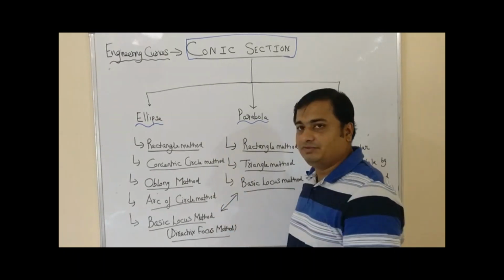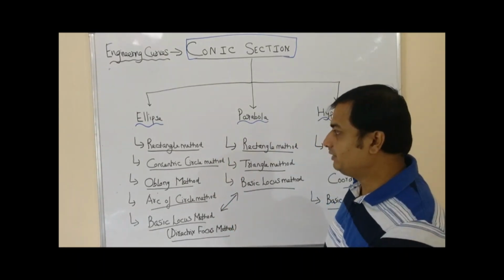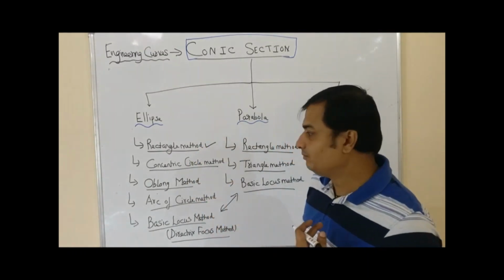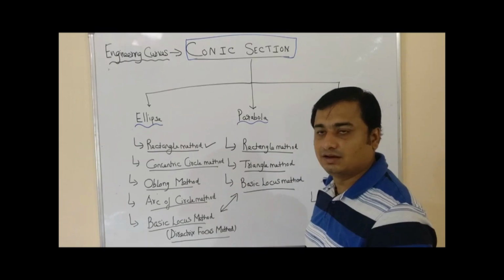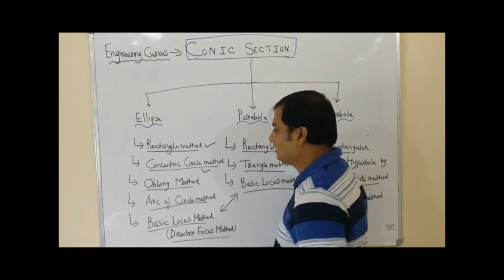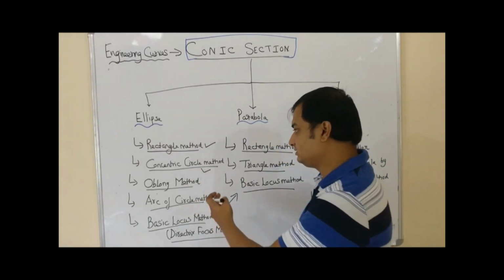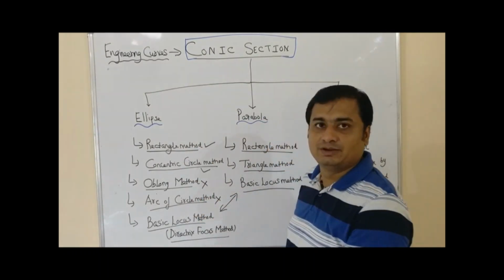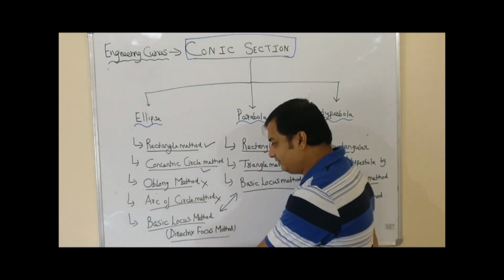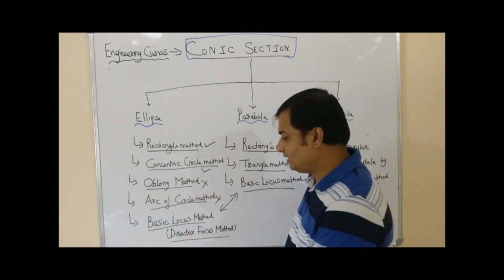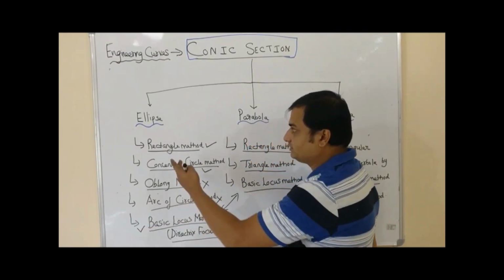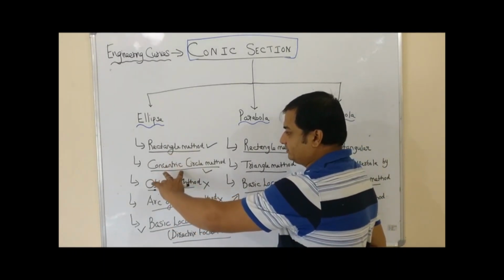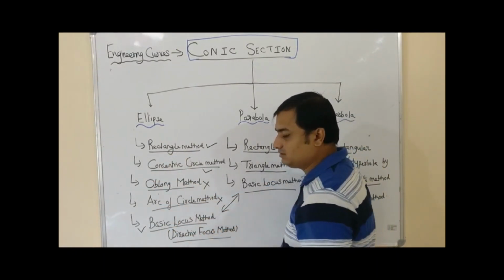So in ellipse, the methods which I will be describing will be the first rectangle method. I will be describing the rectangle method for drawing the ellipse, and second will be concentric circle method. Again I will be describing concentric circle method for constructing the ellipse. Oblong method and arc of circle method I will not be describing. At the end, the basic locus method, again I will be describing basic locus method for constructing the ellipse. So in ellipse I will be describing these three methods: rectangle method, concentric circle method, and the basic locus method.